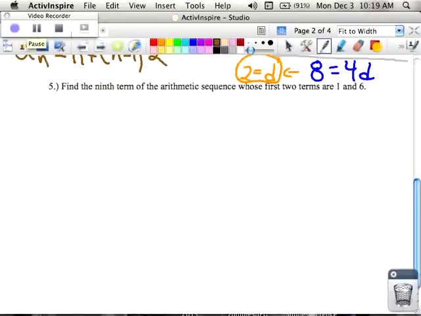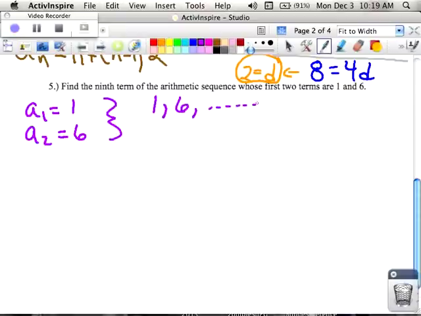In number 5, we have 2 terms. So I know that a sub 1 is 1 and a sub 2 is 6, or I suppose you could have written it as 1 comma 6, and the sequence keeps on going. You're supposed to find the 9th term. So your goal when you get done is to go, hey, a sub 9 equals, and there's some things that we need to fill in.